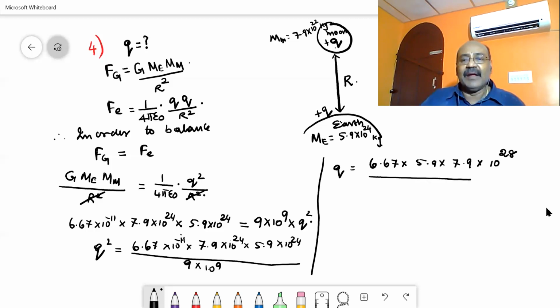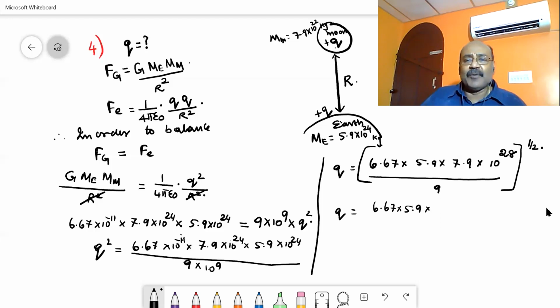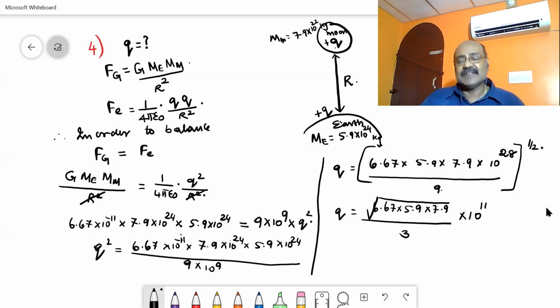Whole divided by 9, the whole power of what? The whole power of 1 by 2. That is square root. See, when you are simplifying, you can write q equal to 6.67 into 5.9 into 7.9 inside the square root, divided by, taking square root for 9, you will be able to get 3, multiplied with, when 10 power 28 is simplified, you will be able to get 10 power 14, the square root. Now you simplify and get the answer.